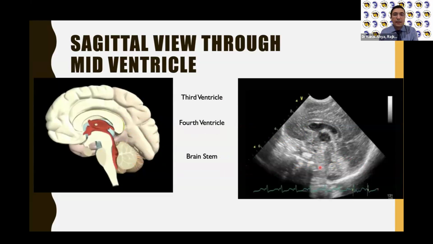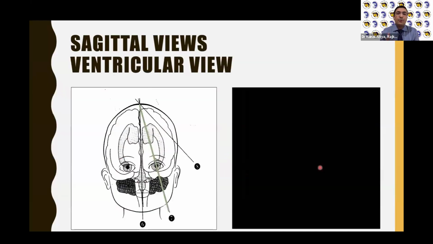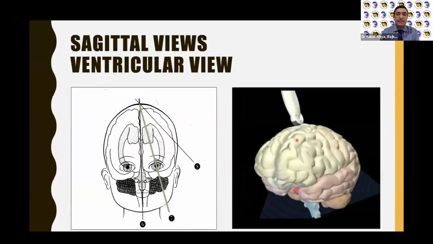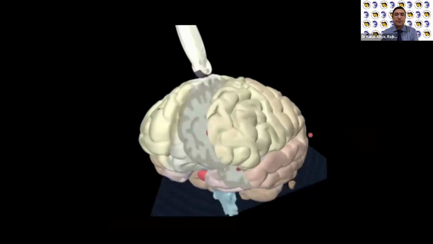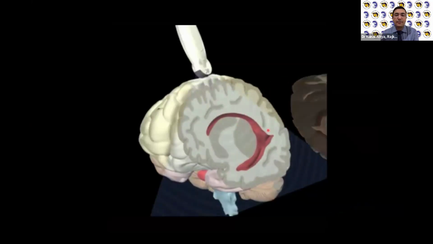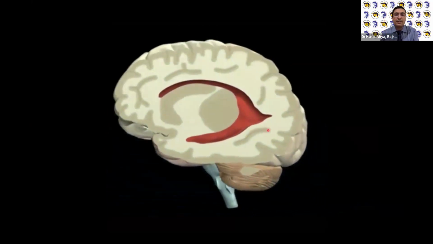Okay. So now if we move the probe more laterally, as you can see, we have tilted the probe laterally for uniformity. You do it on the right side first and then on the left side. You tilt the probe, and when you cut open the brain, you see all these structures.